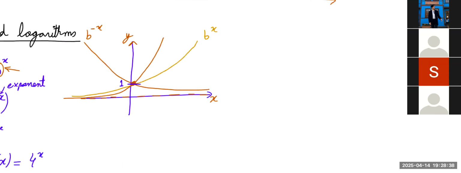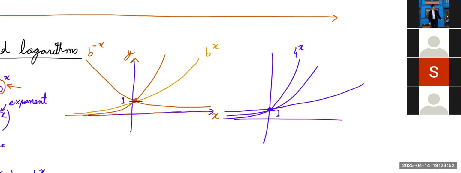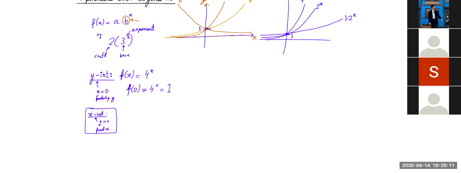So no matter how fast it grows, it's always going to pass through the same y-intercept. Even if it's a slow growth, it's going to pass through the same y-intercept. For example, 4 to the power of x is going to be a fast grower, 2 to the power of x is going to be kind of slow, and 0.5 to the power of x is going to be even slower. But the point being, it will always pass through the same y-intercept. That's basically the general idea.